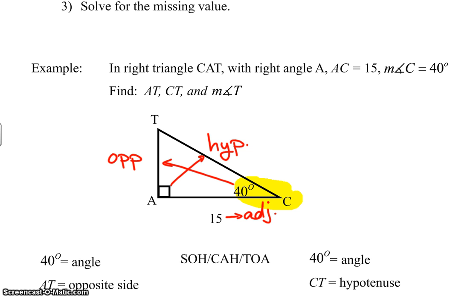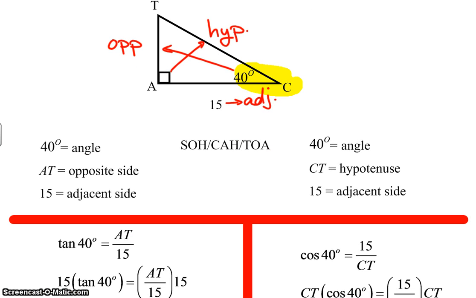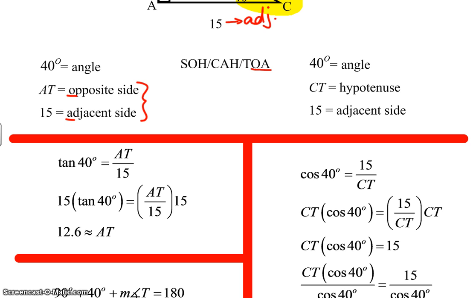So I started by looking at finding the opposite side. So I looked at the information I had. I had the 40-degree angle. I was looking for the opposite side, and I knew the adjacent side. So I knew I was referring to opposite and adjacent, or out of SOHCAHTOA, I was looking for TOA or tangent. So I set up my problem. The tangent of 40 equaled AT over 15. To solve it, it was a fraction, so I multiplied both sides by 15 to eliminate the denominator. Multiplied that out on my calculator and got about 12.6.